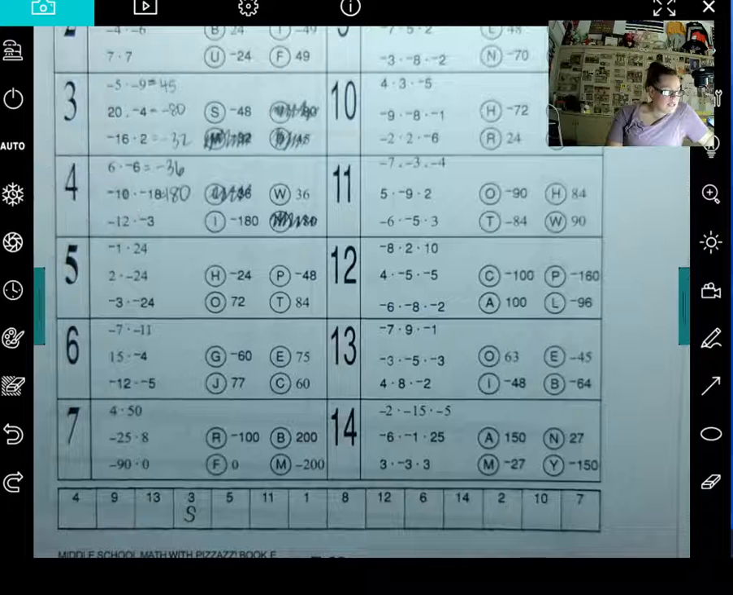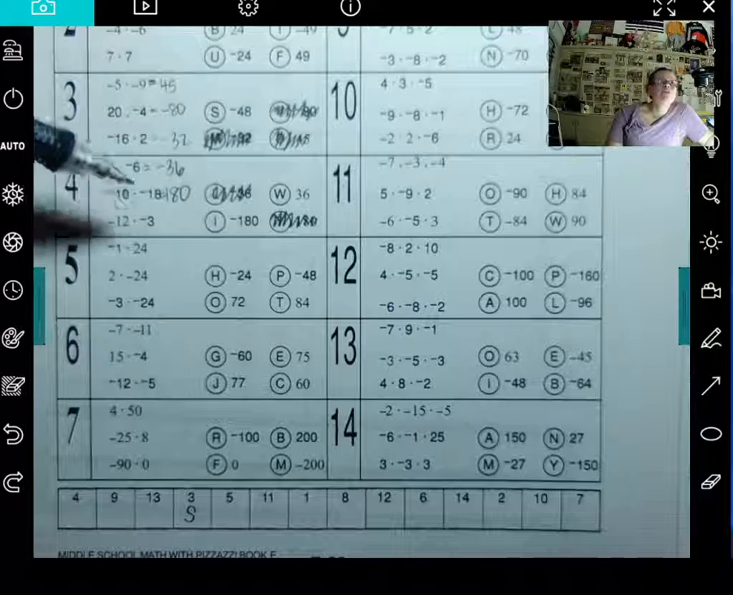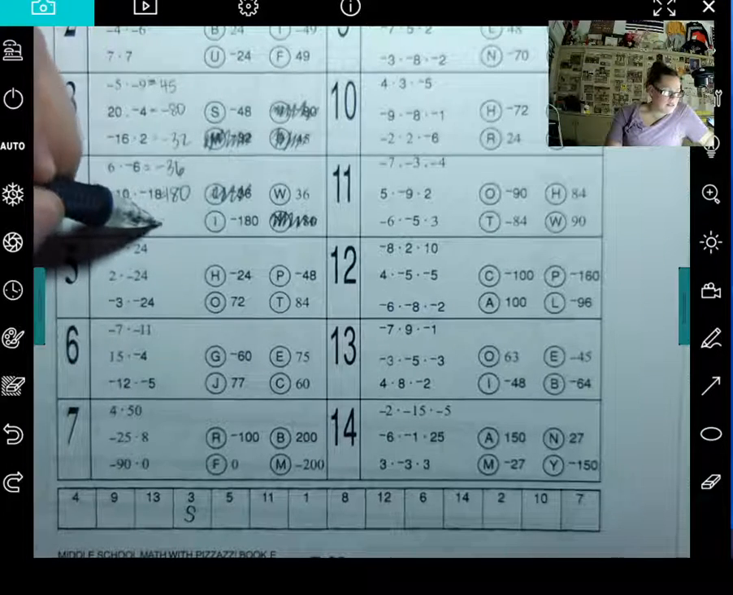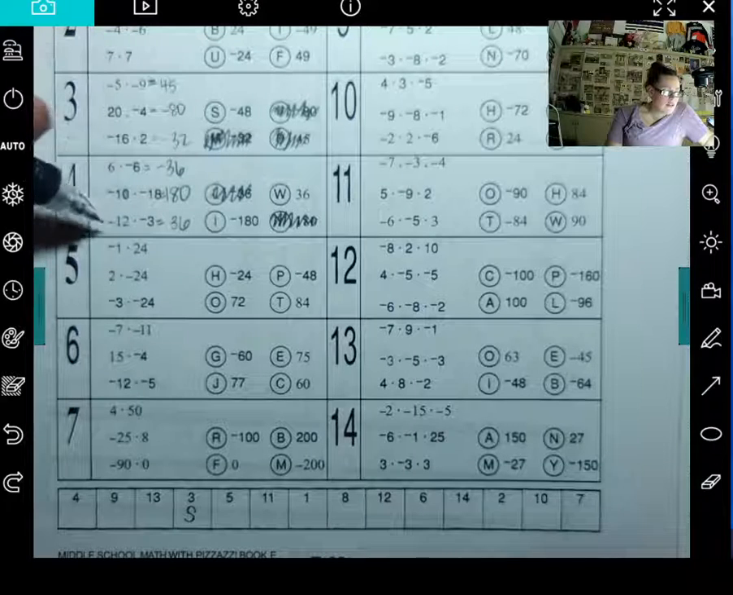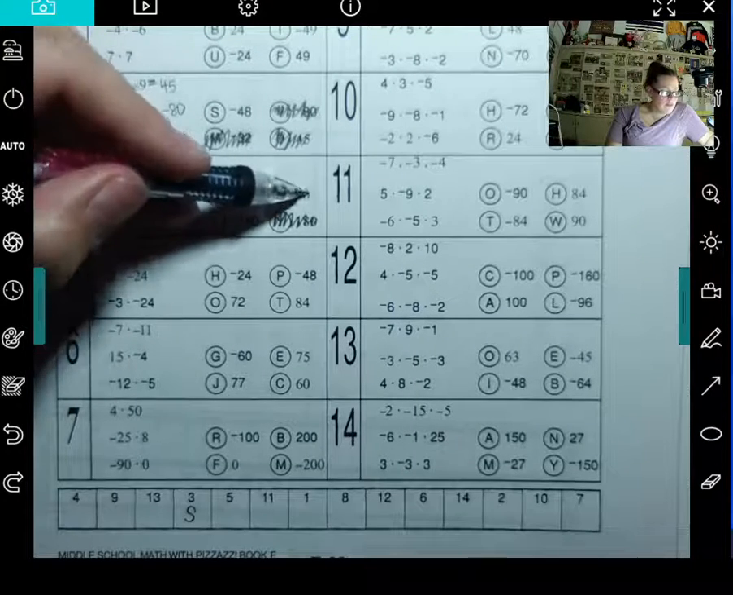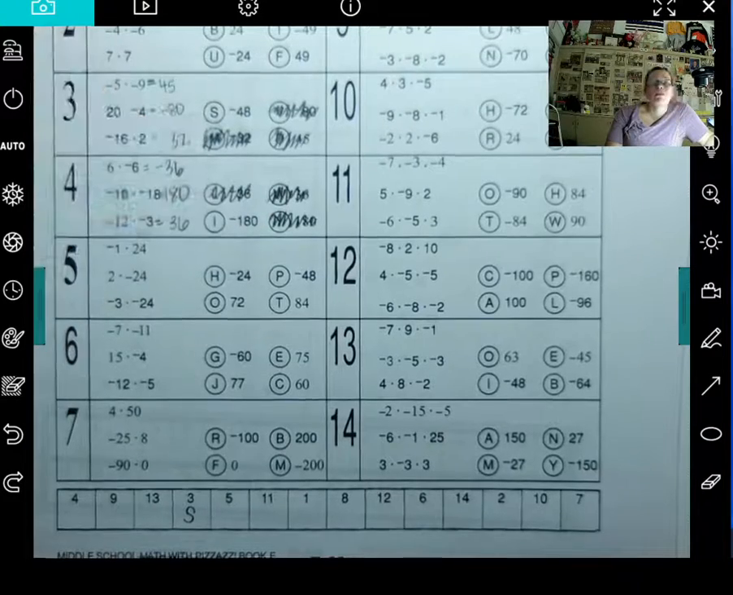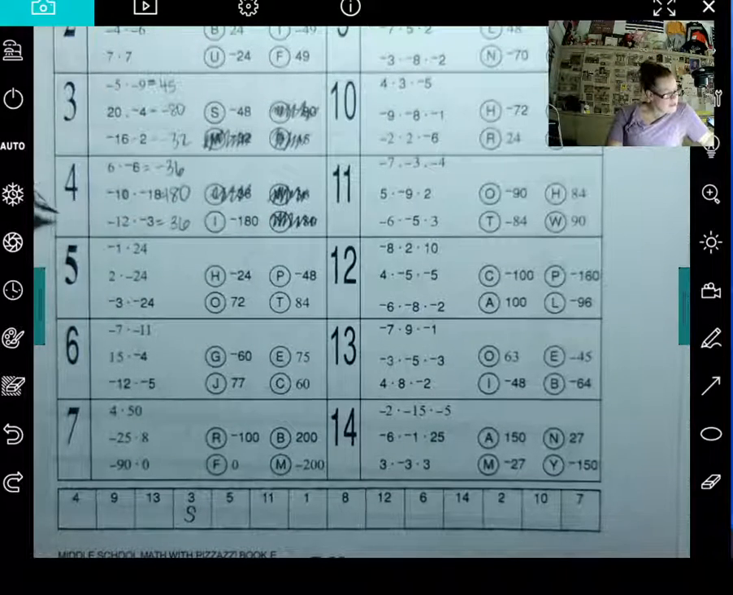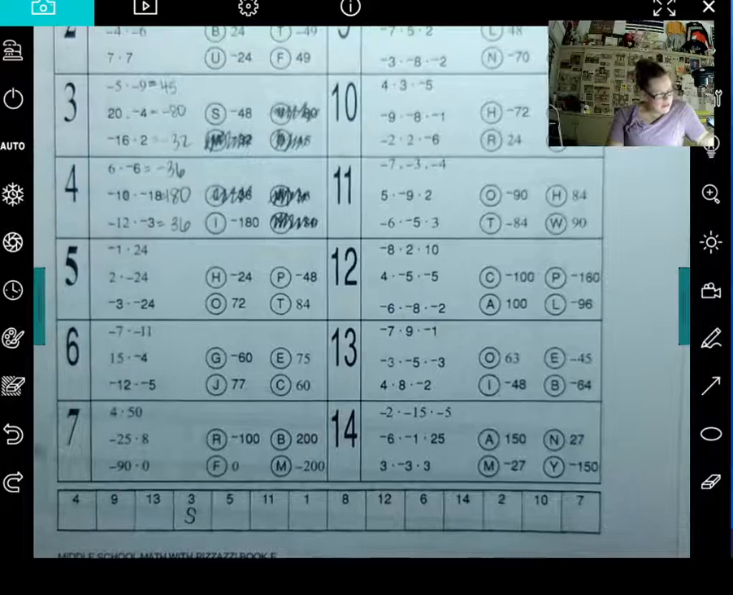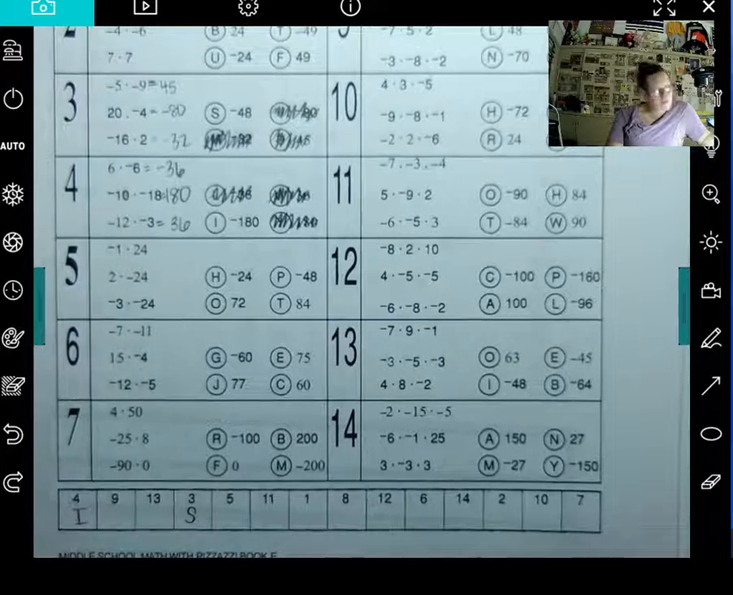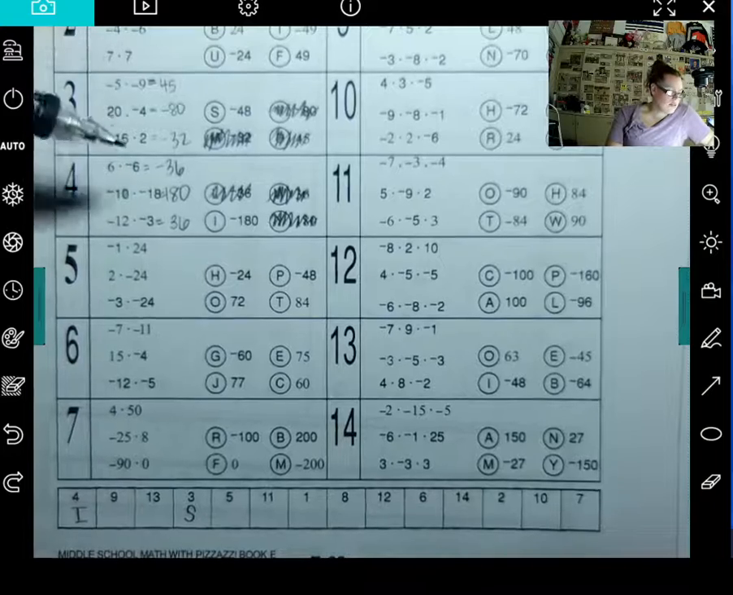-12 times -3. So 12 times 3 is 36. Because these are both negatives, they cancel out, and we're left with that positive. So cross the W off, and that means where number 4 is, we can put an I. So it is the first box.